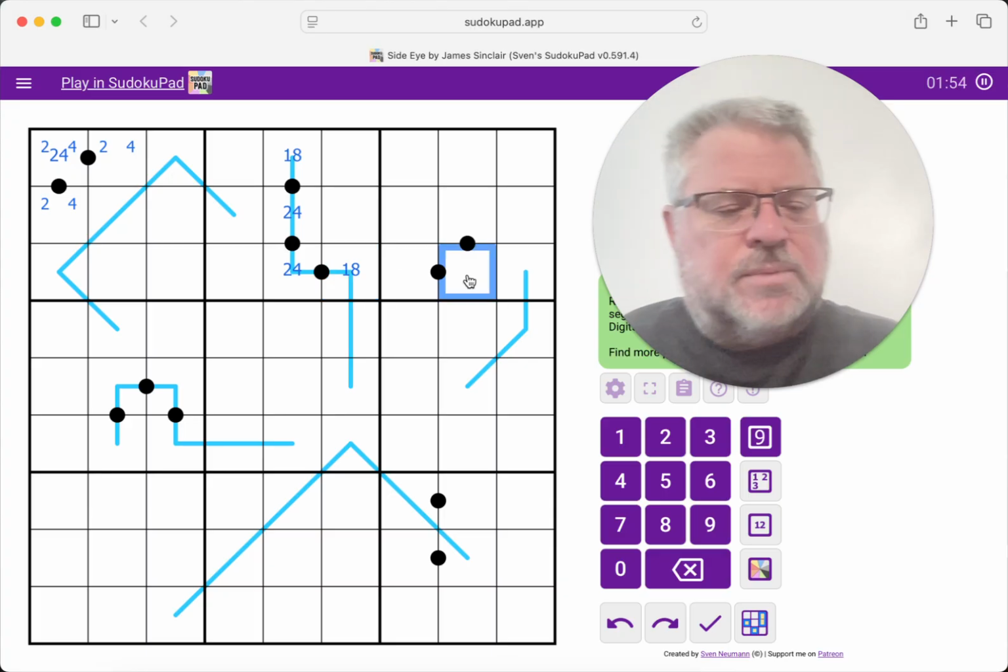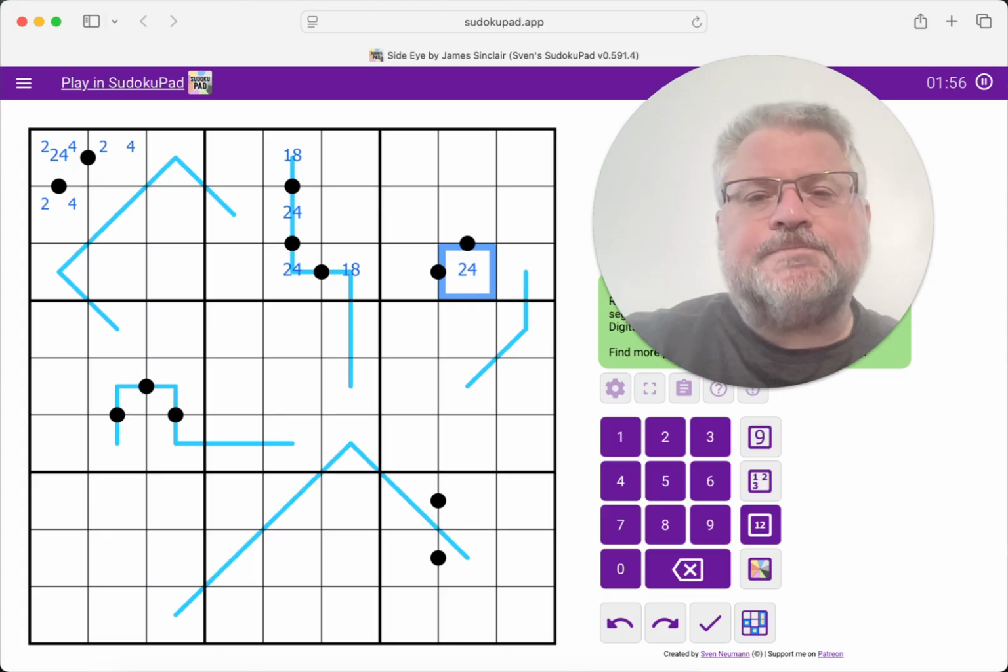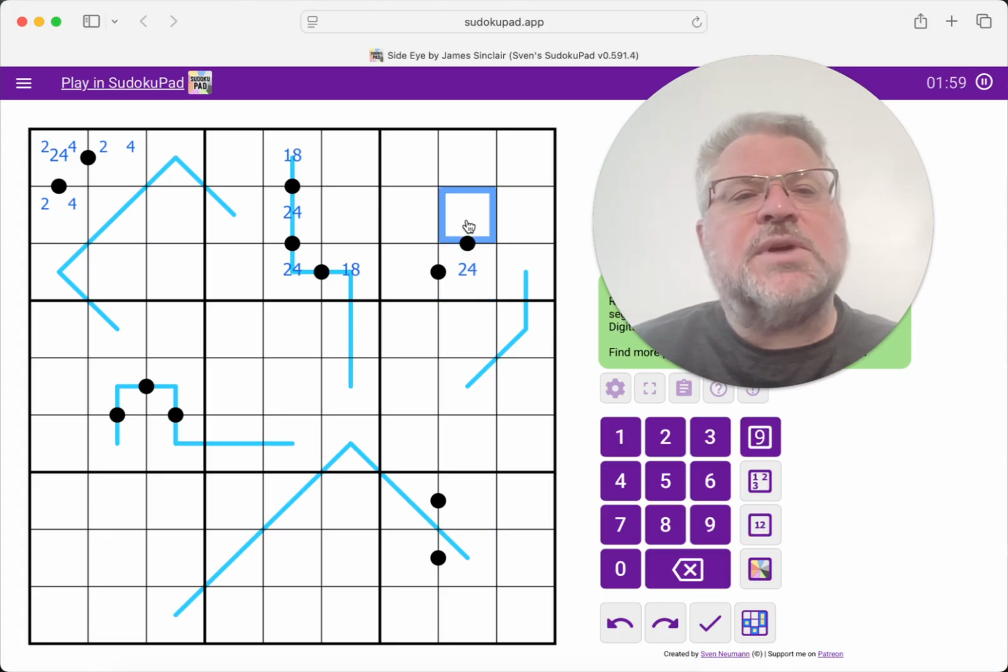What else? We can do the same thing here. This is 2 or 4. We know 2 and 4 must appear here. Does that give us any X-wings on 2s or 4s? I don't think it does. There is a 2, 4 pair in row 3. I don't think that helps right now.